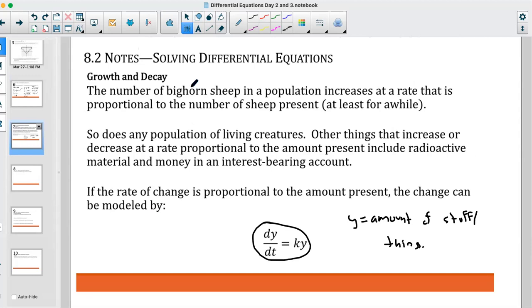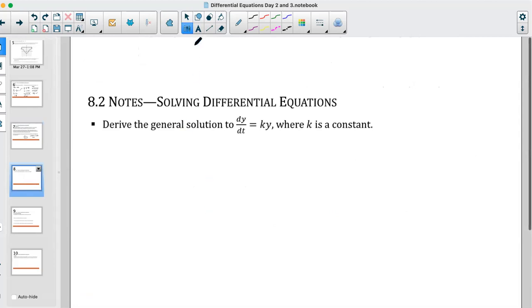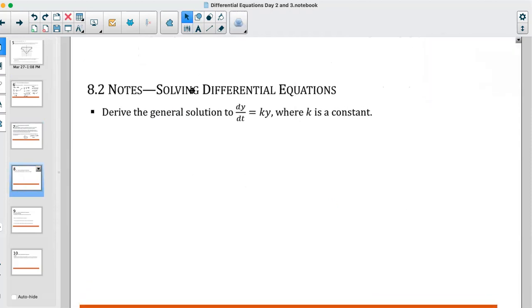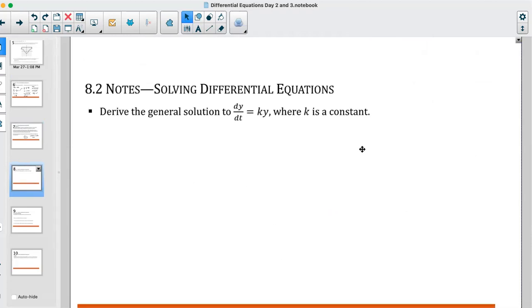So growth and decay, that's what this concept is. You can also call it exponential growth because this always turns out to be exponential growth. So here is the general thing that we do. We're going to do this kind of generic solving: solve this equation for y, the general solution.